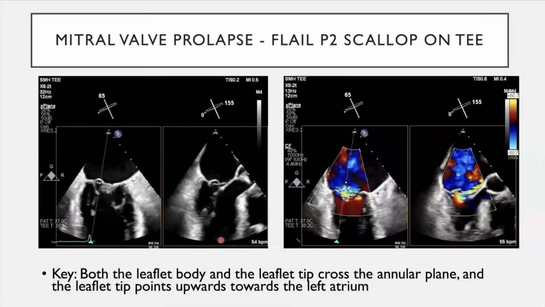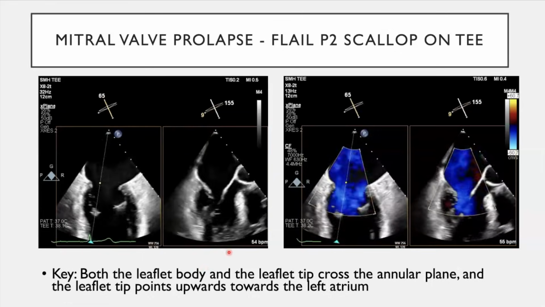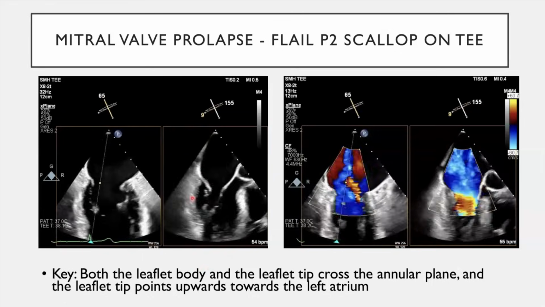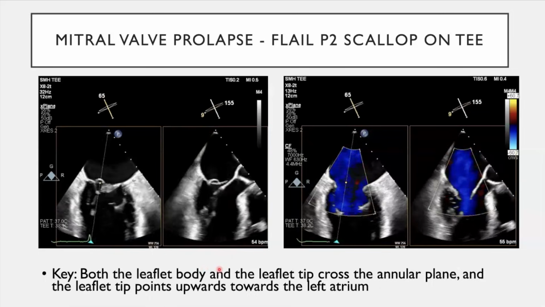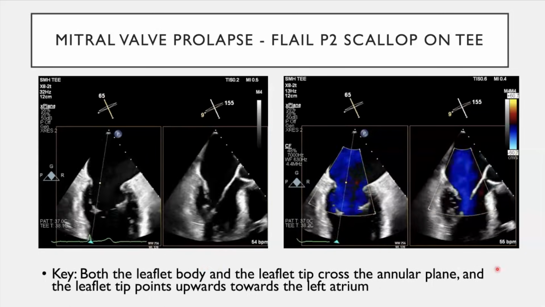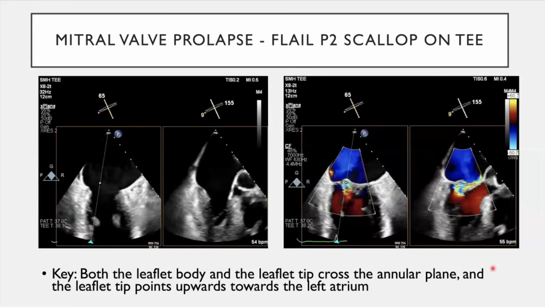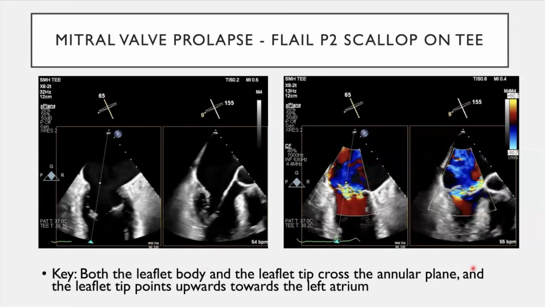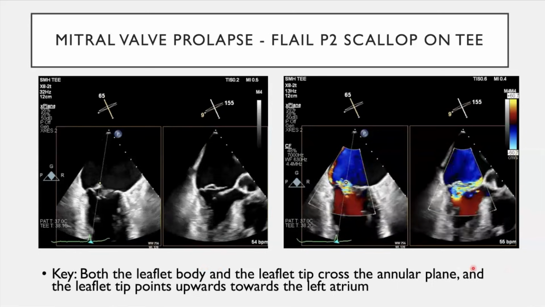And on the right-hand side here, we can see that there's a flail component of this posterior leaflet with a ruptured cord that's pointing up towards the left atrium. And then when we put color Doppler on this, we can see that there's a significant amount of mitral regurgitation that's eccentric and anteriorly directed.